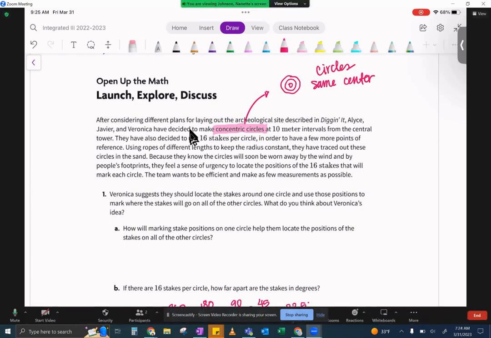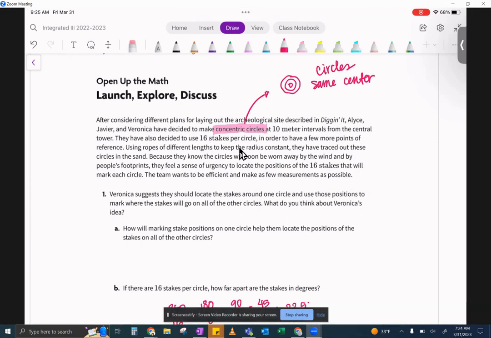They have also decided to use 16 stakes. Now, we've split a circle up into 10 with the Ferris wheel and even 12, and now we're doing it into 16. So remember what you did with that 10 and that 12 with the Ferris wheel. This is a similar thing that you're doing here. We're just switching out numbers.